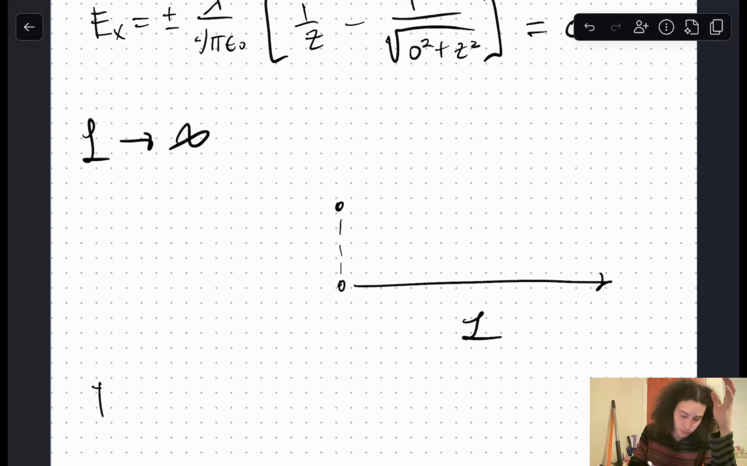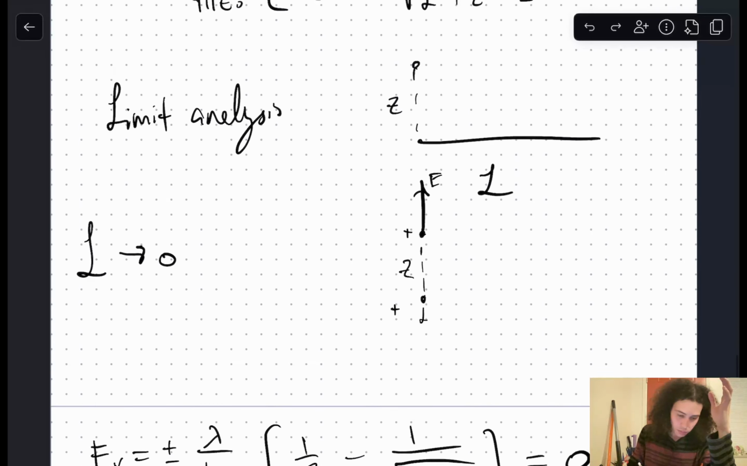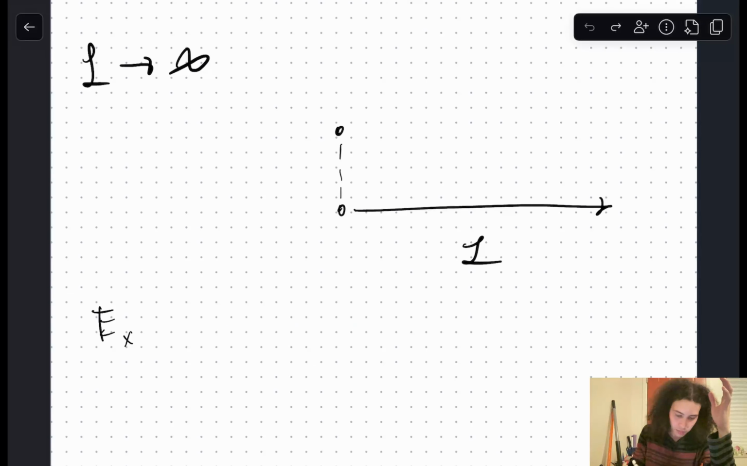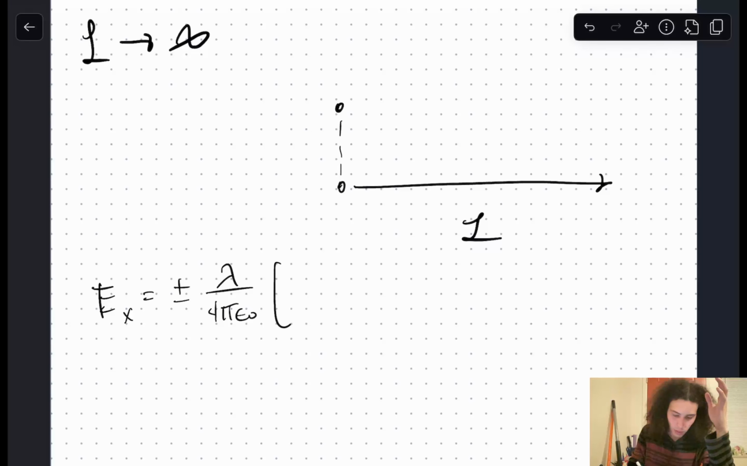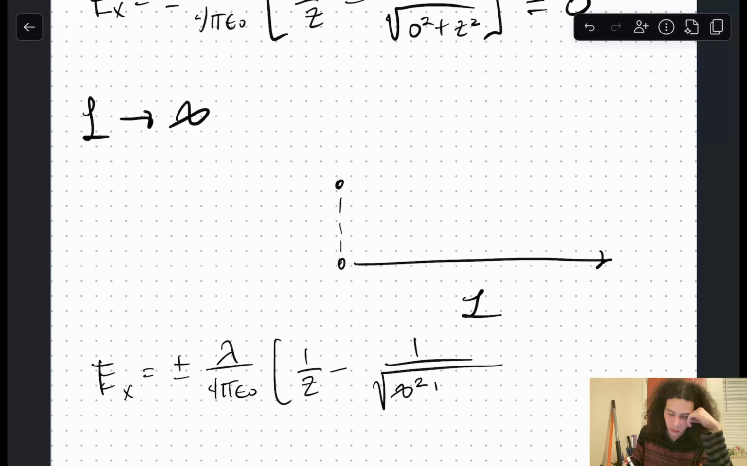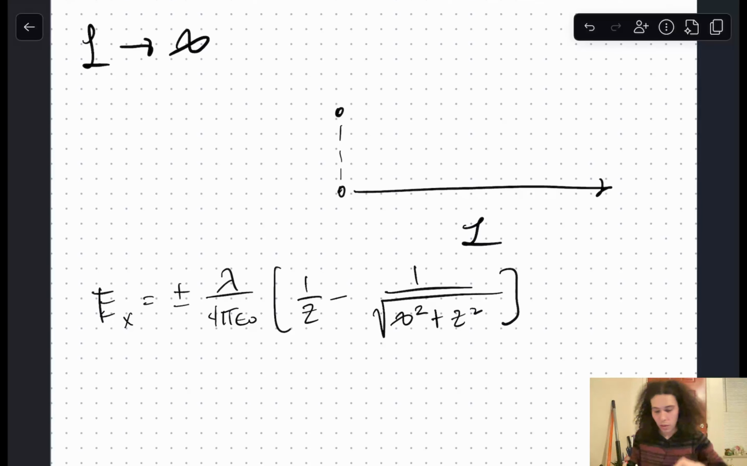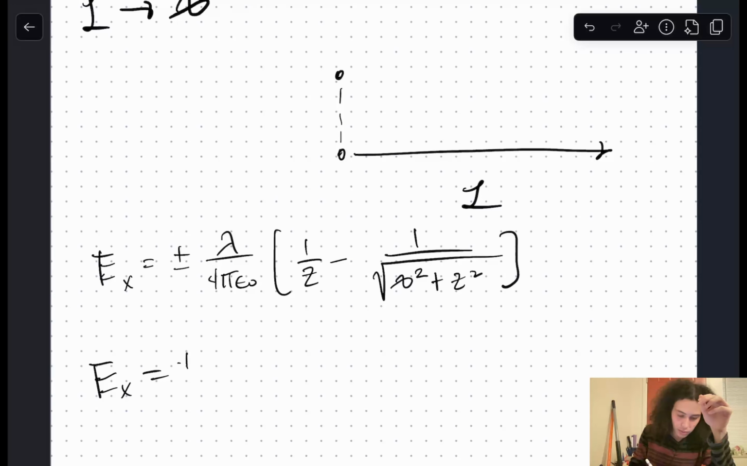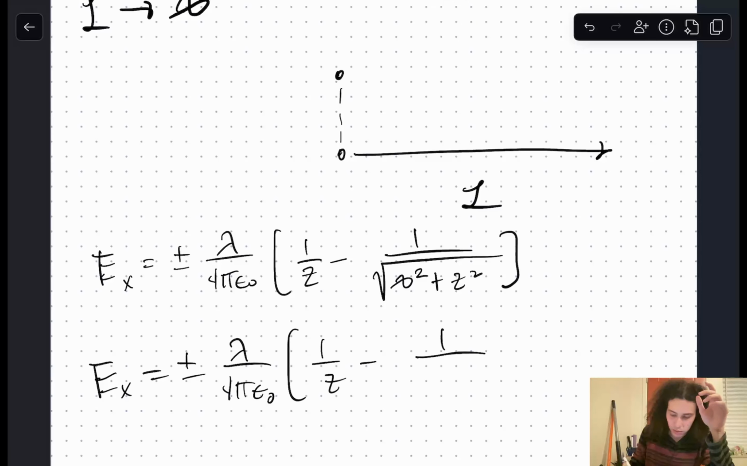Now, EX equals plus or minus lambda over 4 pi epsilon naught times 1 over Z minus 1 over the square root of infinity squared plus Z squared. So now Z is going to be tiny in comparison to this number. So we can just say EX is plus or minus lambda over 4 pi epsilon naught times 1 over Z minus 1 over the square root of infinity. This is still infinity, it's a really big number, meaning that this goes to 0.